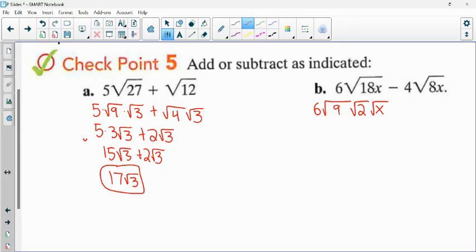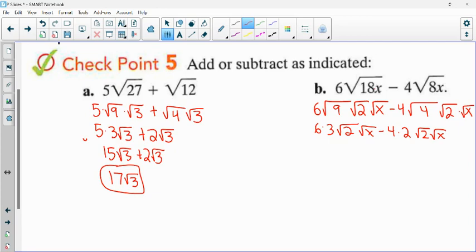And then minus 4 square root of 8. What perfect square goes into 8? 4. So I have root 4 times root 2, and then again times root x. All right, PEMDAS. I do my exponents next. Square roots are exponents. So 6 times 3, because square root of 9 is 3, root 2 root x, minus 4. Square root of 4 is 2, root 2 root x.